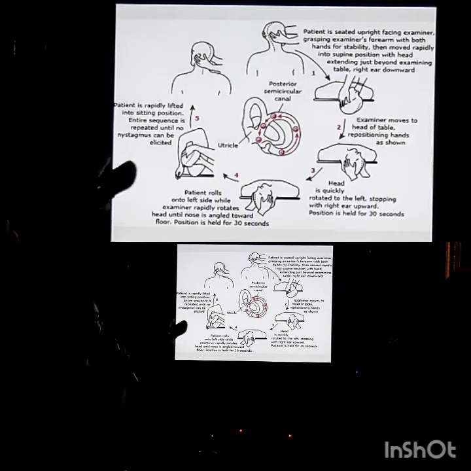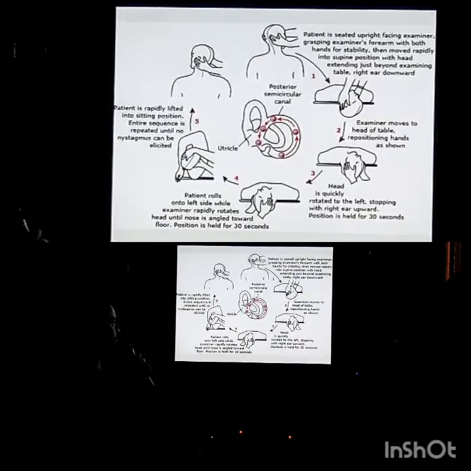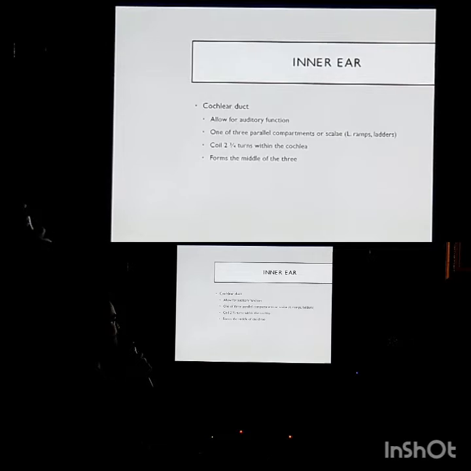So here is an example. This is what we call an Epley maneuver, the most popular maneuver, but there are actually multiple maneuvers which you will learn later in the clinics.